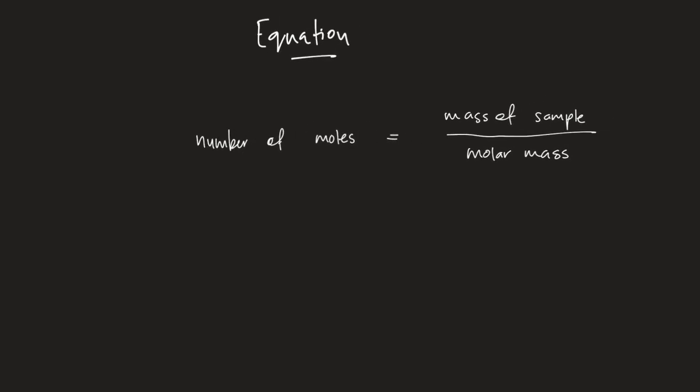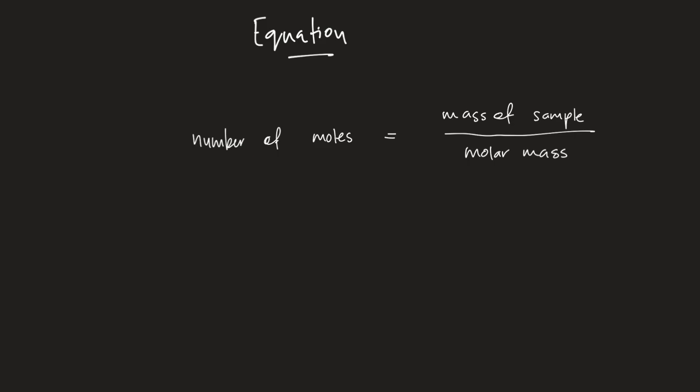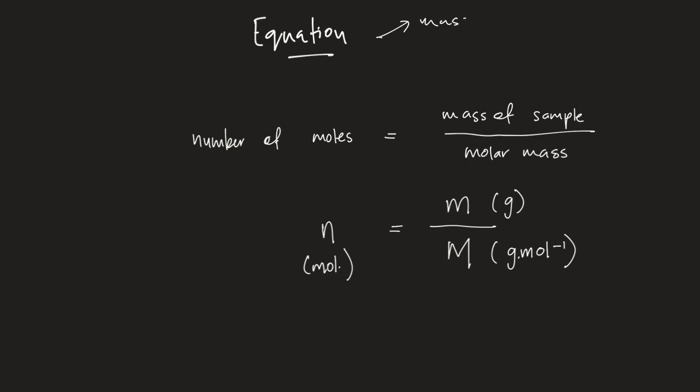Okay, that's the formula. So now we can use symbols. The symbol for number of moles is n, which is equal to the mass, the symbol for which is little m, over big M. Your little n is measured in moles. That's the SI unit. Mass will always be in grams, and molar mass will always be in grams per mole. This is the formula that you need. It's an equation to calculate mass, moles, and we can even use it to calculate molar mass.